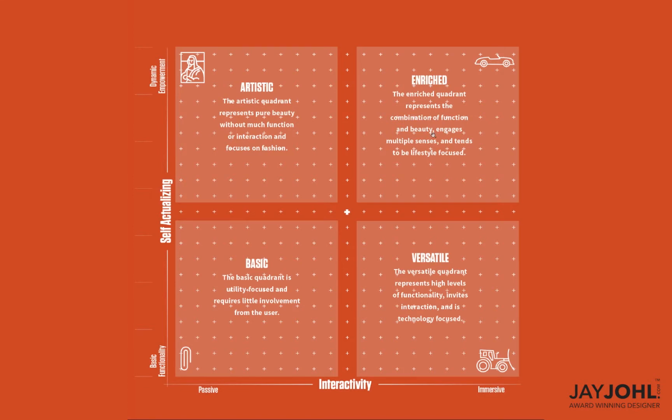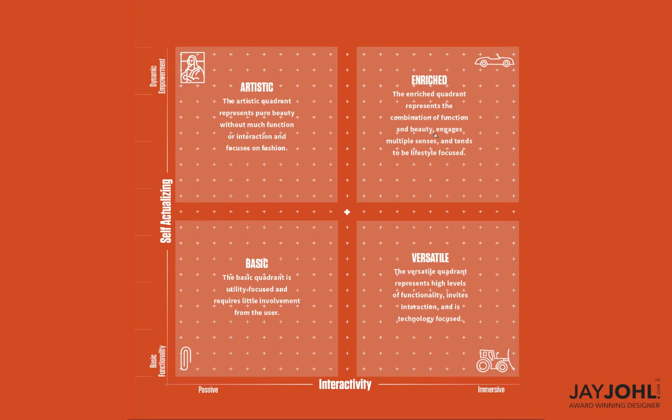The top left hand quadrant, the artistic quadrant, represents pure beauty without much function or interaction and focuses on fashion. For example, visiting the Mona Lisa is an experience. The bottom left quadrant, the basic quadrant, is utility focused and requires little involvement from the user, like a paperclip. It does its job well, however, it isn't something you really remember doing.